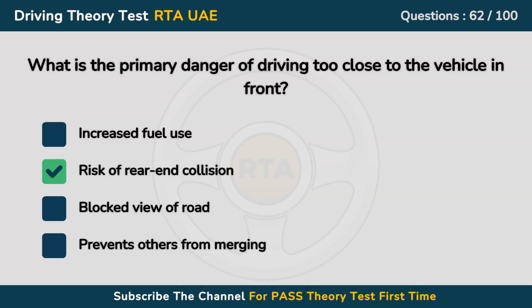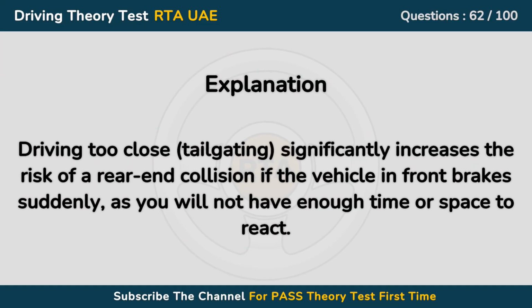Answer is B. Risk of collision. Driving too close, tailgating, significantly increases the risk of a collision if the vehicle in front brakes suddenly, as you will not have enough time or space to react.